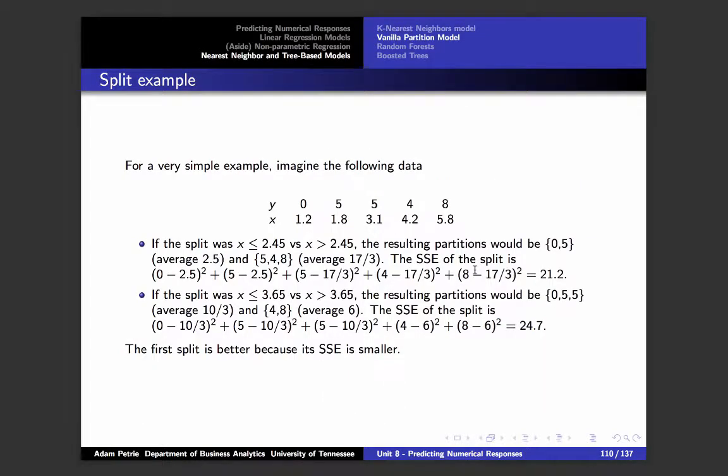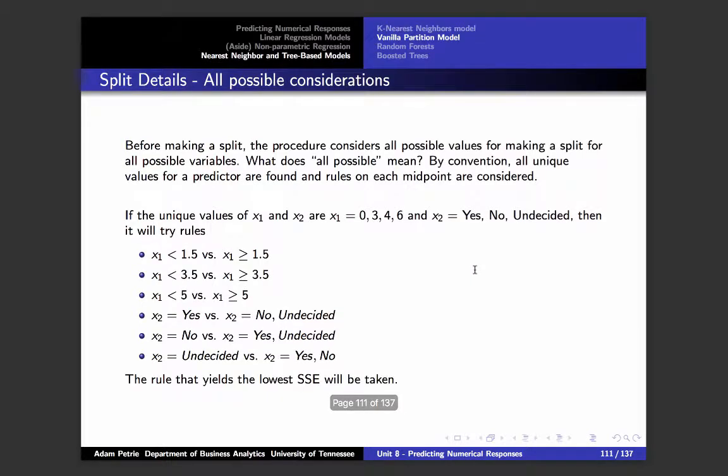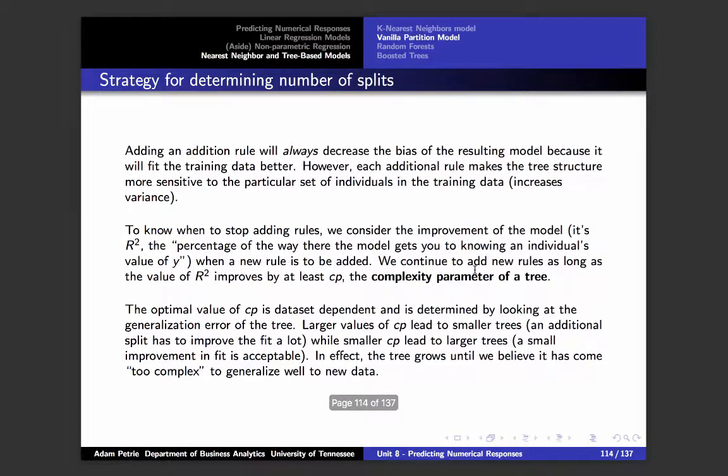All right, so there are some slides on how you go about choosing. We can look at that at a later time. What's our strategy for determining the number of splits? Well, that's tied into the complexity parameter of the tree. We don't just add in more and more and more rules. Sure, that's going to help fit our training data better. It's going to minimize the bias of the tree. But we know the generalization error is related to the bias and the variance of the model building procedure.